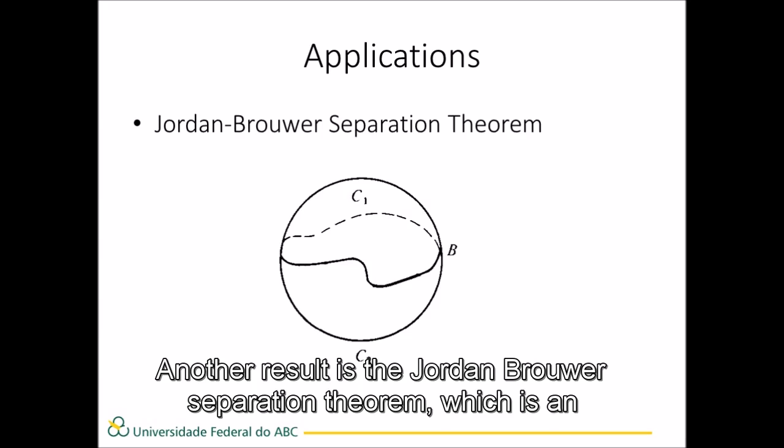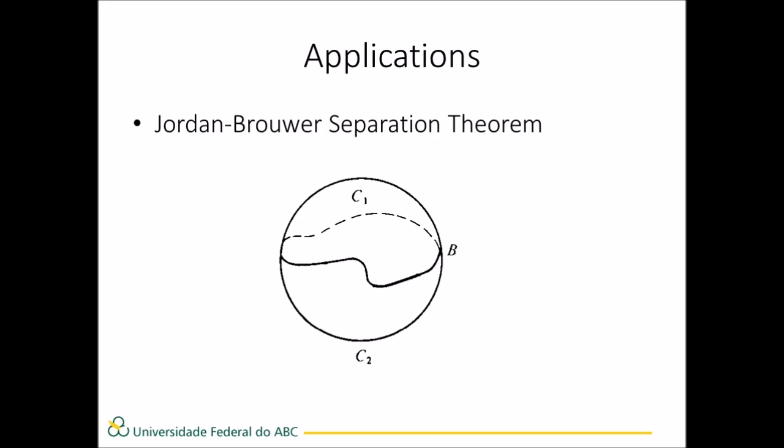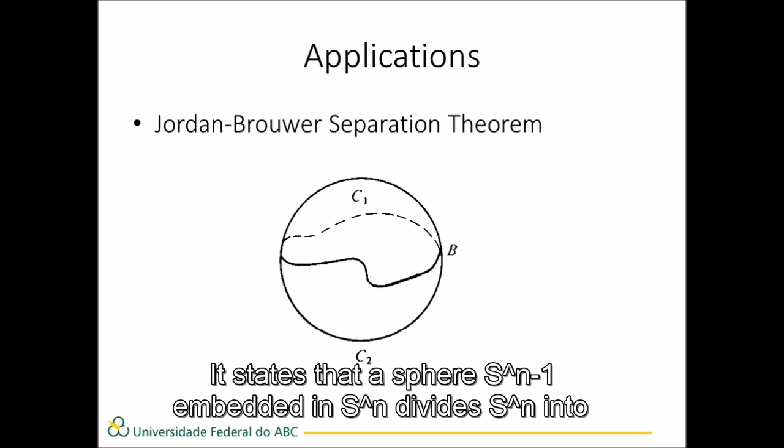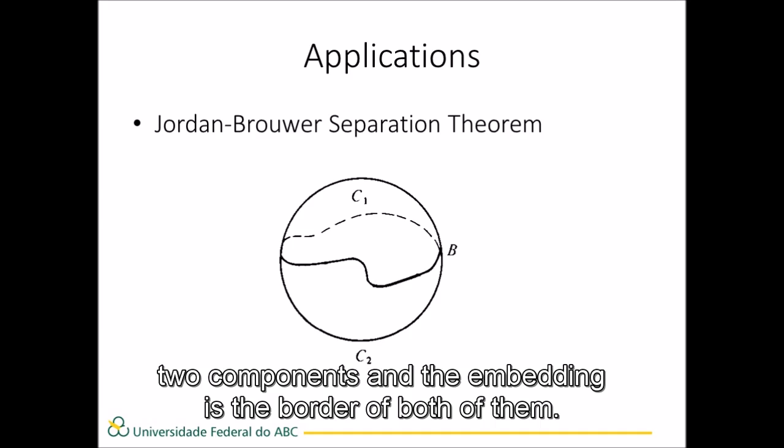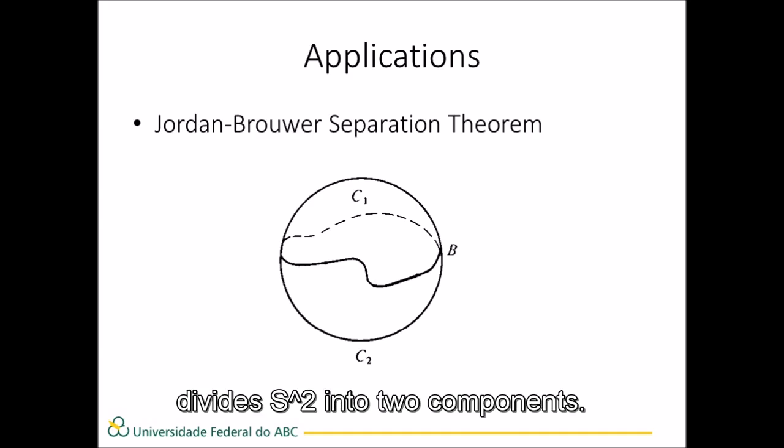Another result is the Jordan-Brouwer separation theorem, which is analogous to Jordan's curve theorem but restricted to the sphere Sn. It states that a sphere Sn-1 embedded in Sn divides Sn into two components, and the embedding is the border of both of them. The image illustrates the result for the case in which S1 divides S2 into two components.